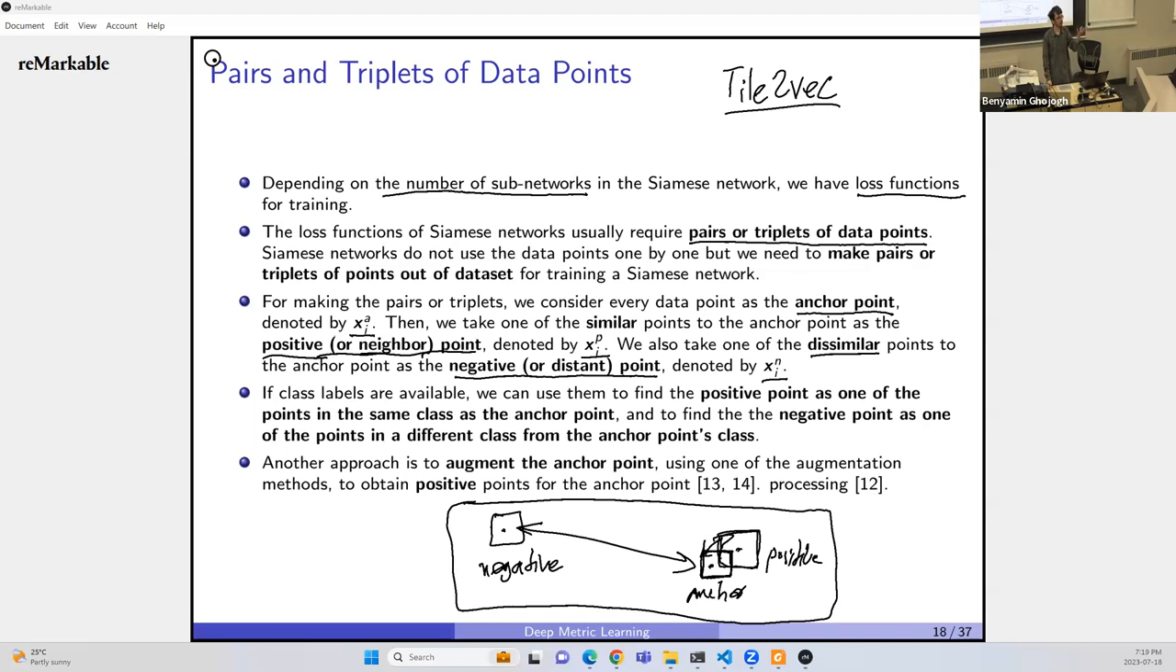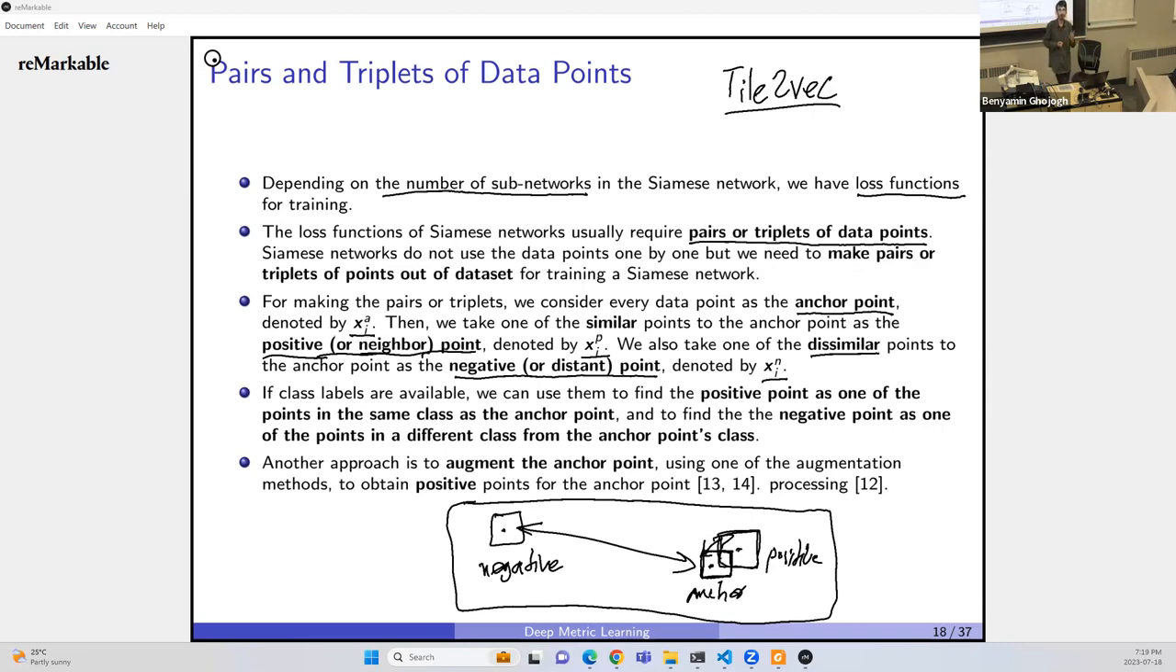Assume I have a data point. I take it as anchor. I want to make a positive. What can I do? I can simply augment it. What do I mean? We have different data augmentation types. We can rotate it a bit. We can add some noise to it. We can crop it a bit and move it. We can translate it. We can do different things, right?